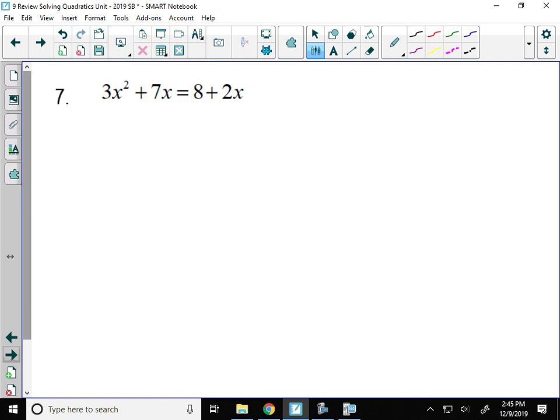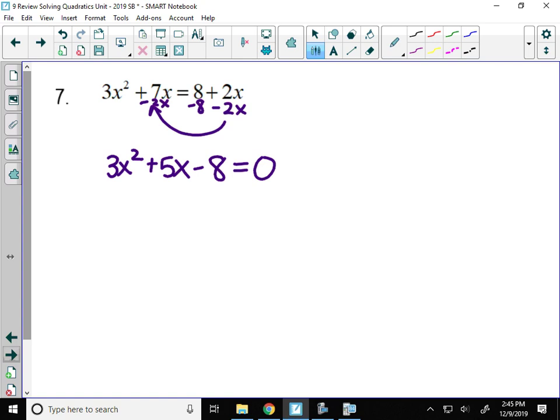Number 7, in order to use the quadratic formula, your quadratic has to be set equal to 0. So the first thing I have to do is subtract the 8 from both sides and subtract the 2x from the left-hand side. So I'd have 3x squared. Now if I subtract 2x here, I'll have plus 5x and then minus 8. Make sure your signs are correct. And then you're going to go ahead and use the quadratic formula again. You need to know your A, B, and C.